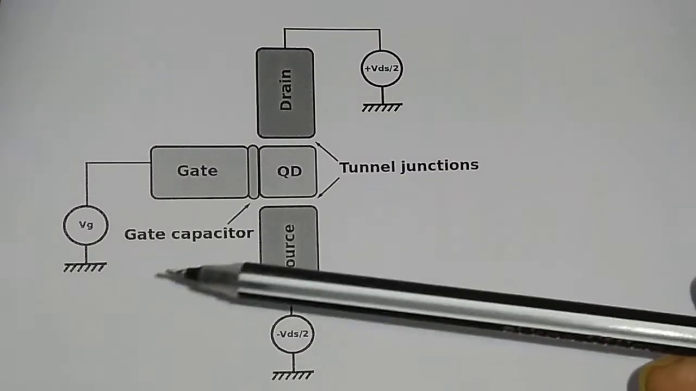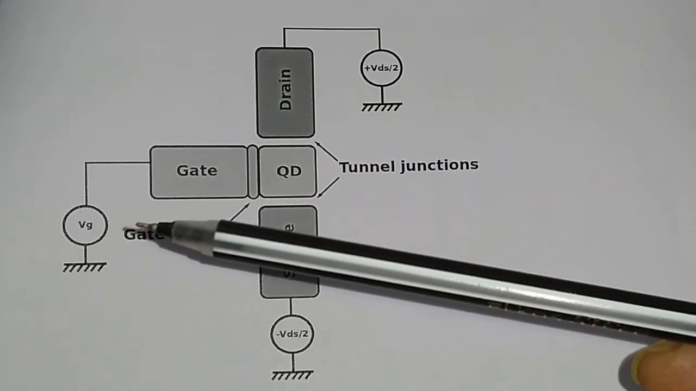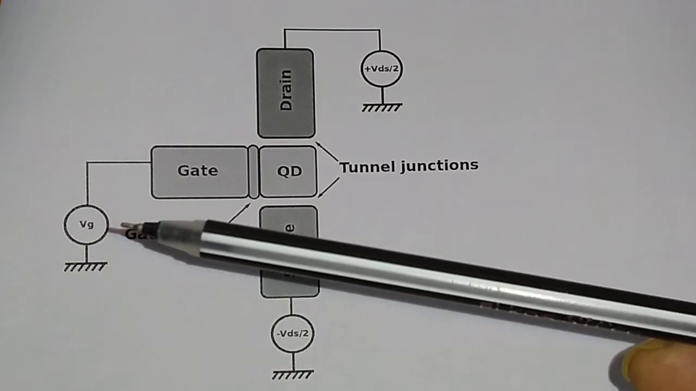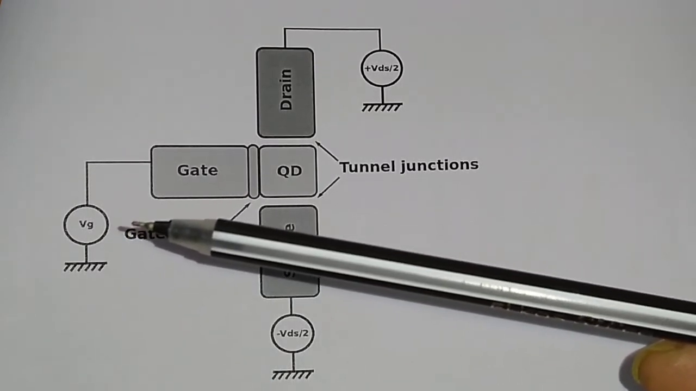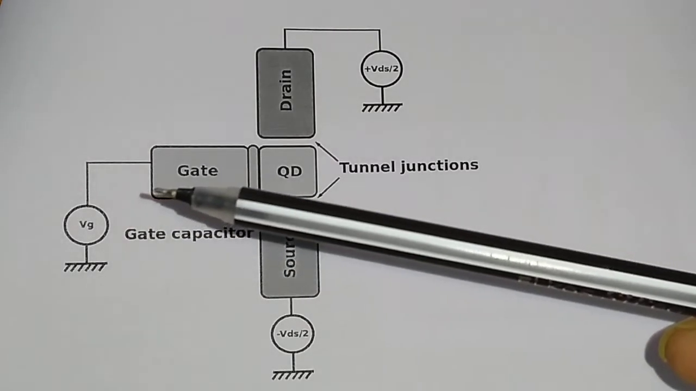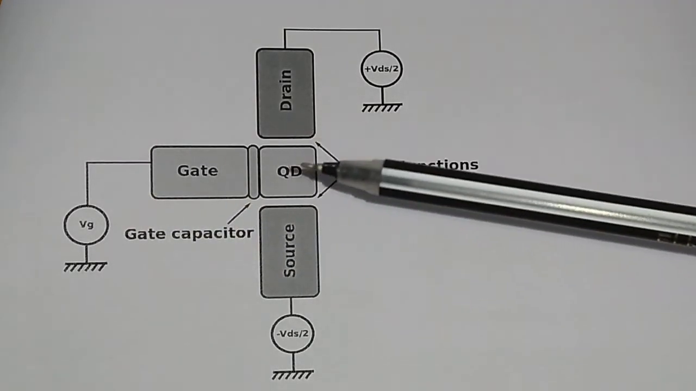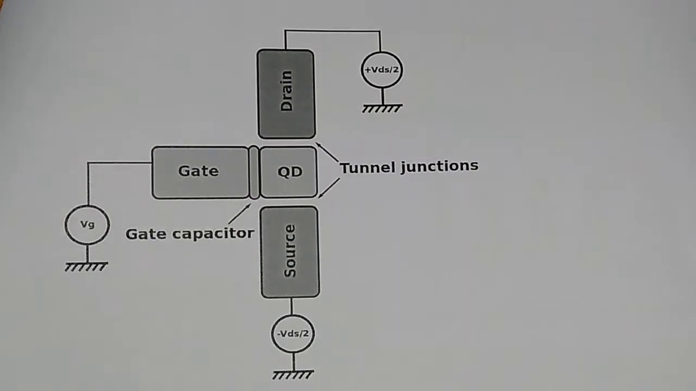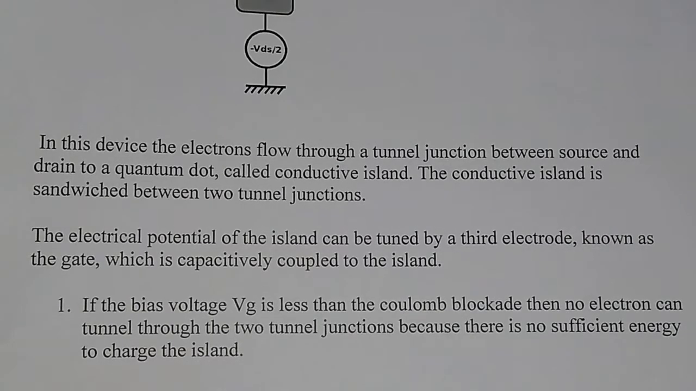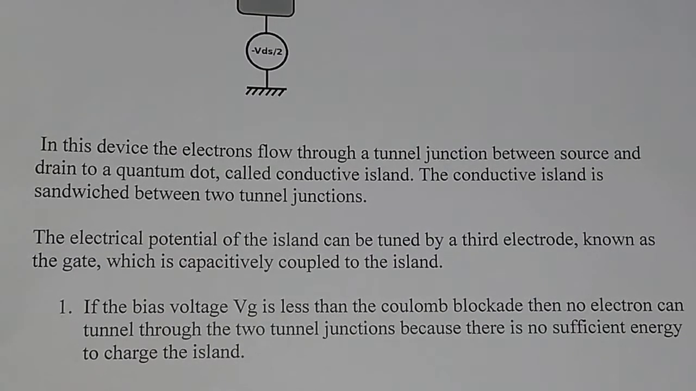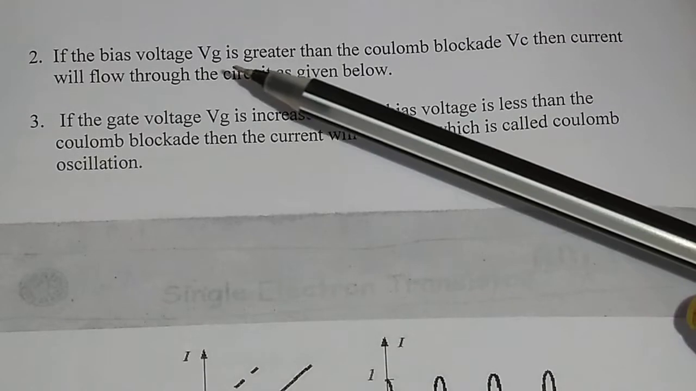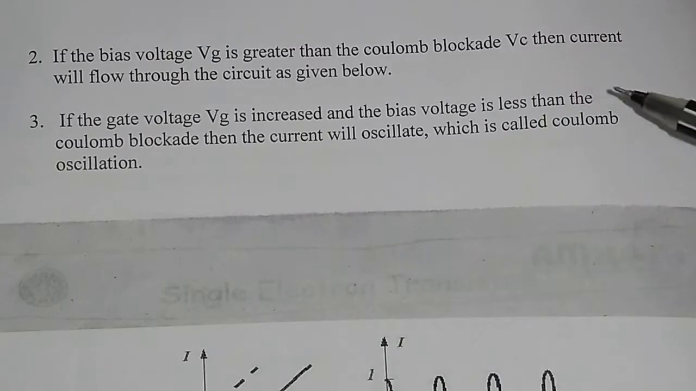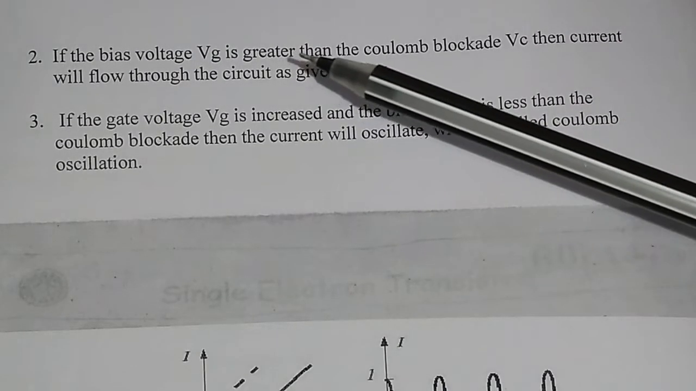And you will see, if you apply the bias voltage Vg, this is the bias voltage Vg. If the bias voltage Vg is less than the Coulomb blockade, then no electron can tunnel through these two junctions, because there is no sufficient energy to charge the island. And if the bias voltage Vg is greater than the Coulomb blockade Vc, then the current will flow through the circuit as given below.